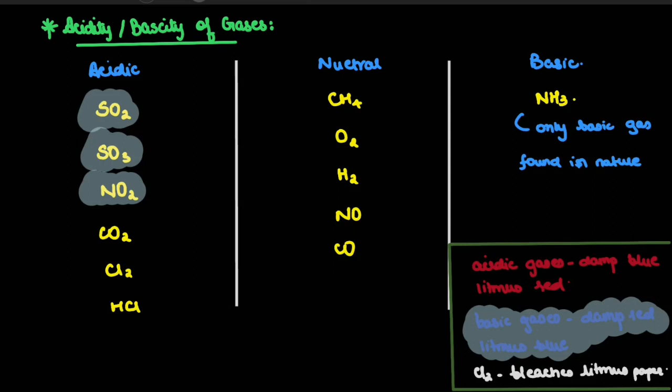So whenever we say that there's a gas that has turned damp red litmus paper from red to blue, we're always talking about ammonia. There's no other gas in your syllabus that turns red litmus paper to blue. And there's also a key thing to remember: chlorine bleaches litmus paper. One more thing to remember is that chlorine also bleaches litmus solution as well.